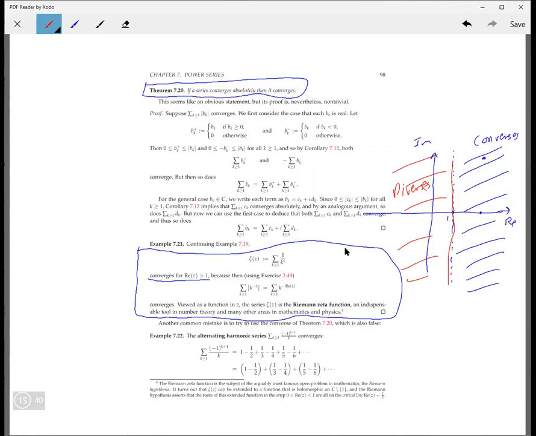Okay, but the interesting thing is that obviously you can't define it this way over here because it's just going to diverge, but there is analytic continuation that allows it to be defined over here.